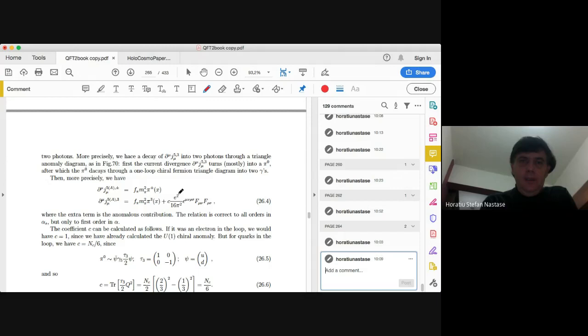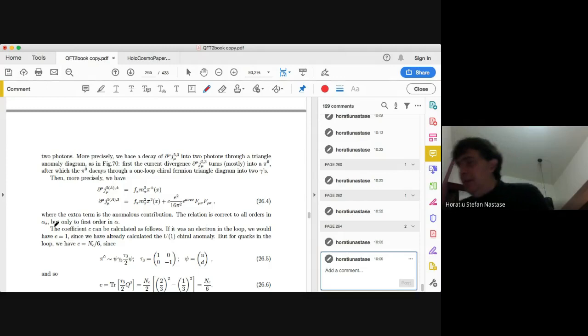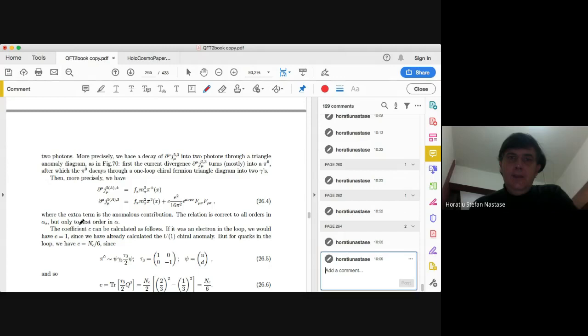So this is the anomalous contribution, and this relation is correct to all orders in the strong coupling, but only to first order in alpha. So that means it's valid for the full hadronized theory of QCD, but it's only one loop in QED.